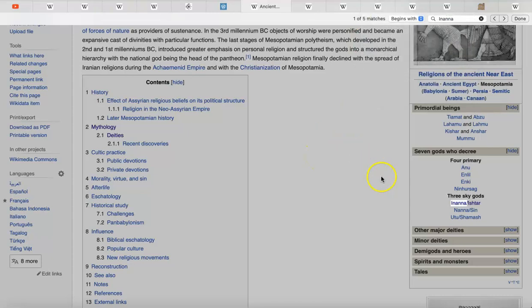Okay, so Inanna can't just make a decision and go into the underworld, even though she is a goddess. No, she has to ask permission from these up here. And they tell her no. And she says, what? No, you can't tell me I can't go. And they say, no, no, no, you can't go.